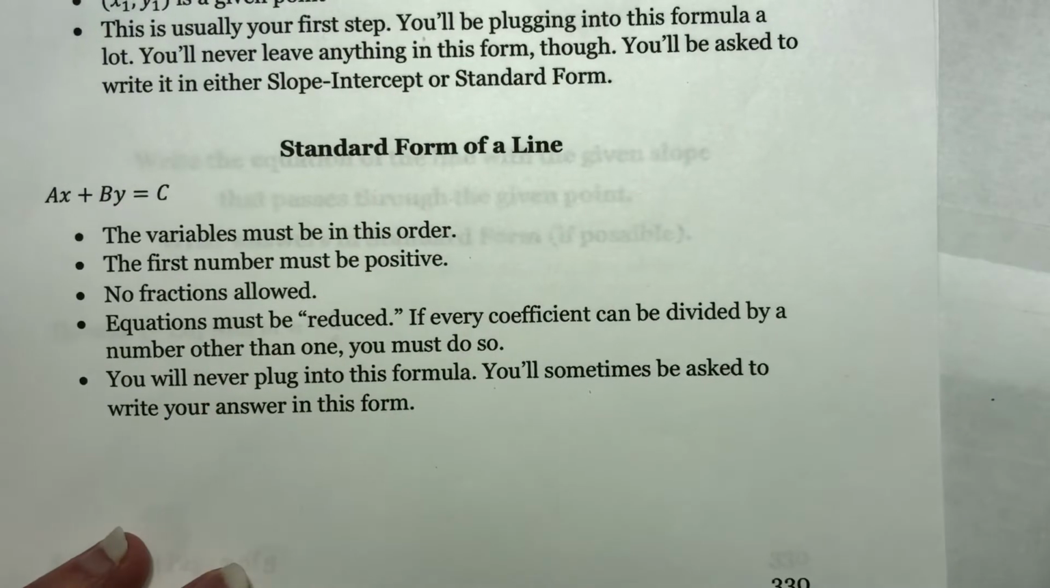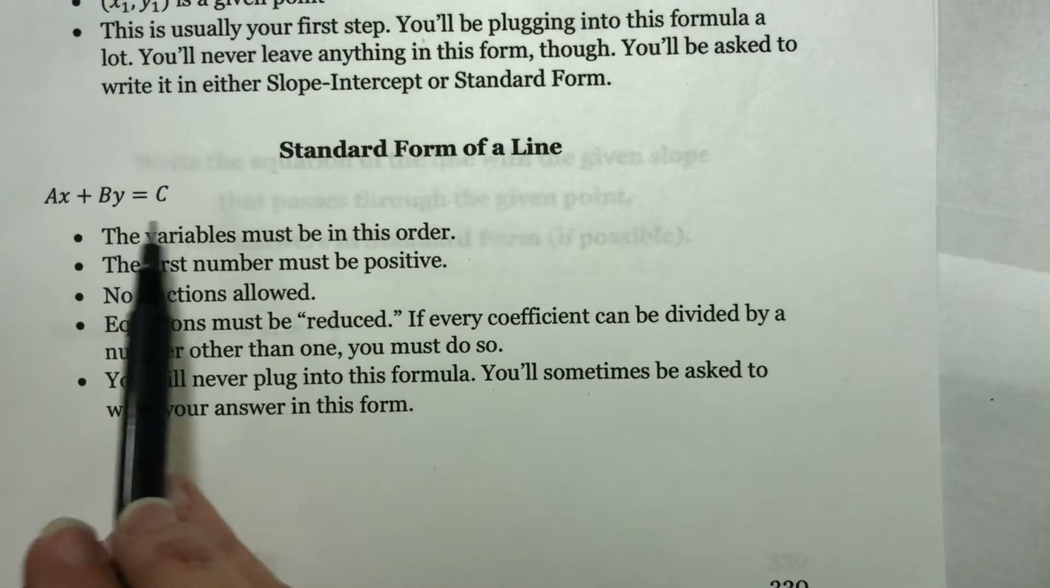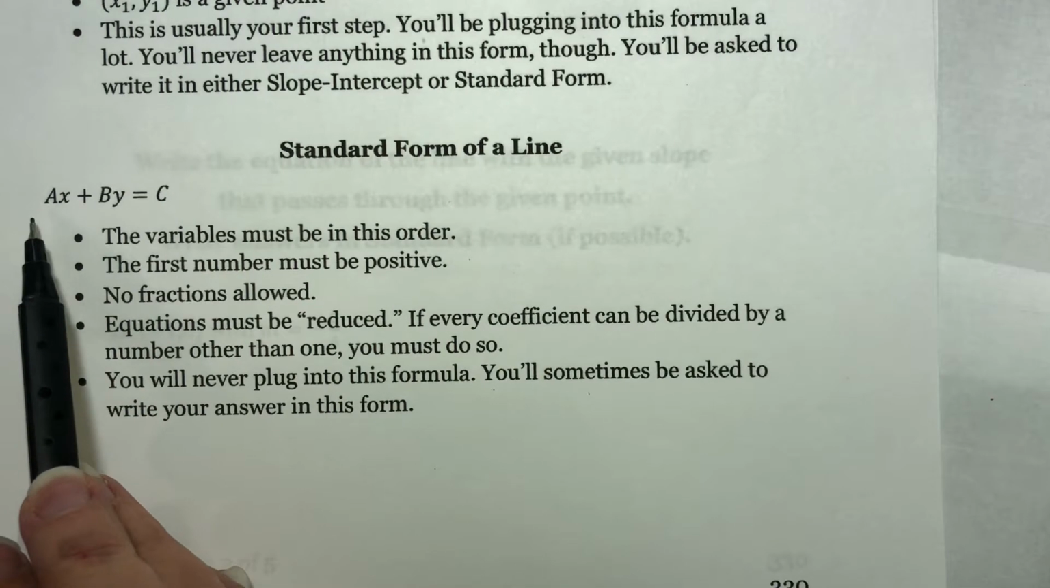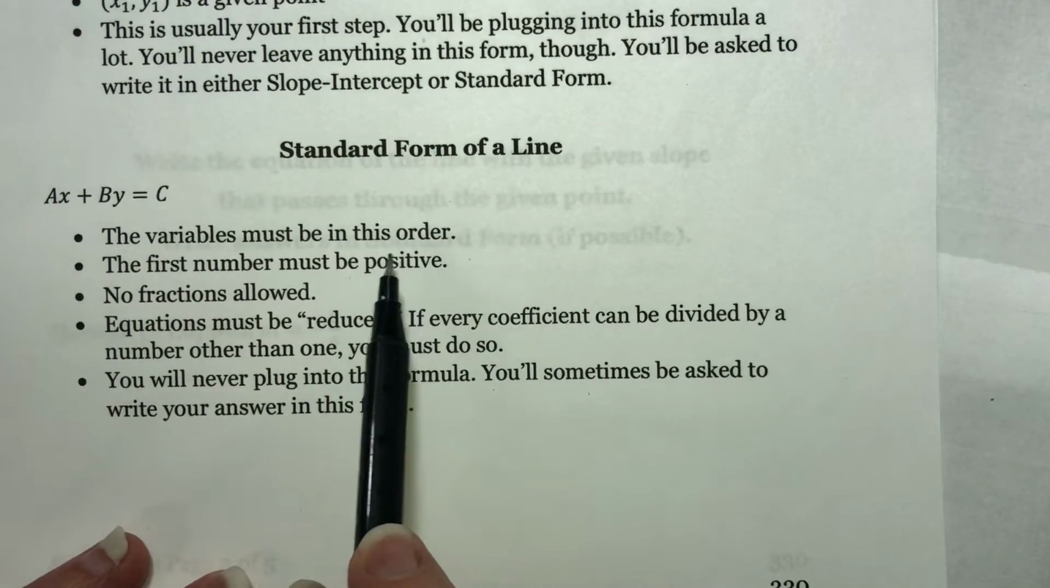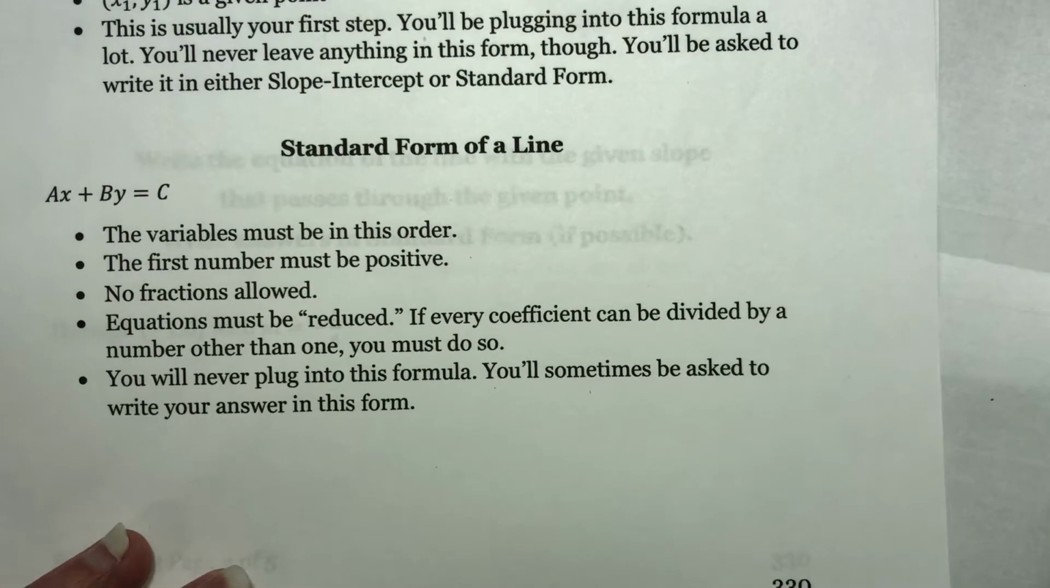A, B, and C, those are just numbers. Whatever they end up being is what they are. But the first number needs to be positive. If, as we rearrange things, that first number is negative, then we need to multiply the entire equation by a -1 in order to make that positive. We're also not allowed to have any fractions. We must kill any fractions that appear.